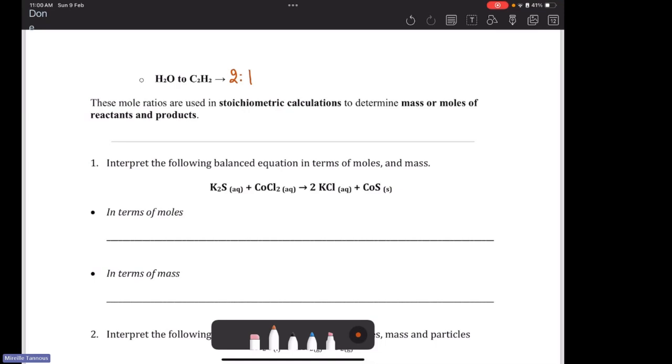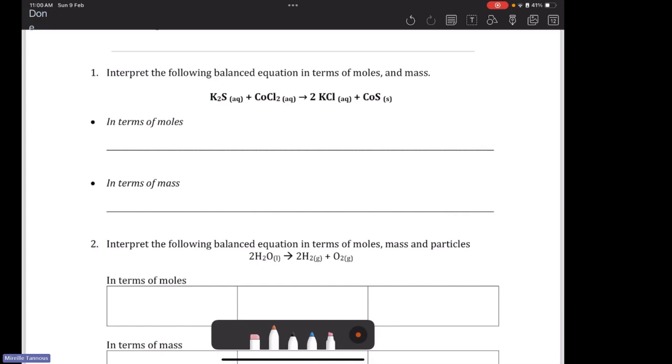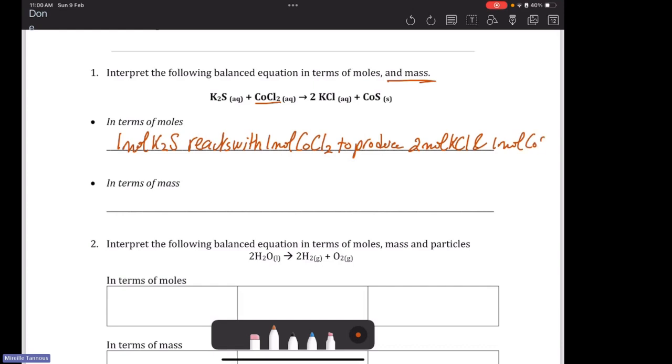Okay, so let's continue. Interpret the following balanced equation in terms of moles and mass. So, in terms of moles, you just have to read the moles on the equation. I have 1 mole of K2S reacts with 1 mole of COCl2 to produce 2 moles of KCl and 1 mole of COS.